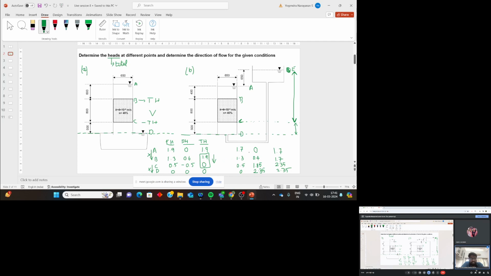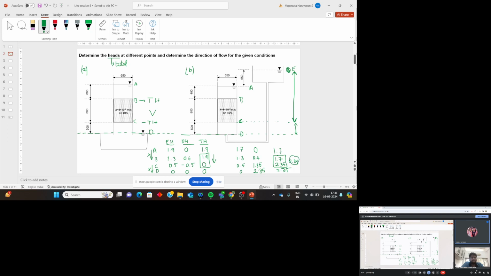And similar way from C to D there is no flow. But what about flow between B and C? Head difference is there. So flow is in the upward direction, C to B. Yes, upward direction C to B. So what is the head difference? 0.65.